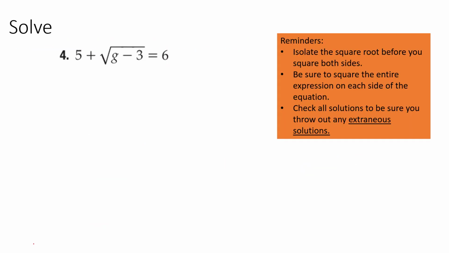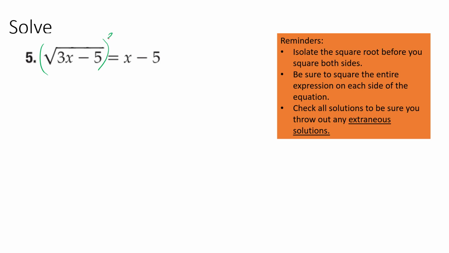Going back to some of these equations that we practiced yesterday, remember that we're going to try to isolate the square root, square the entire expression on each side, and throw out any extraneous solutions. So for this one, of course, you want to isolate that square root first, and then I'm going to have you finish that one. You might have noticed yesterday that when we have variables on both sides, we often end up with extraneous solutions, and that's going to happen here.